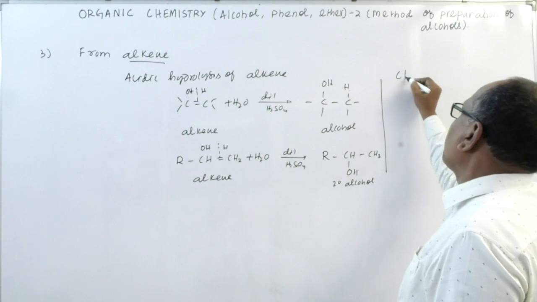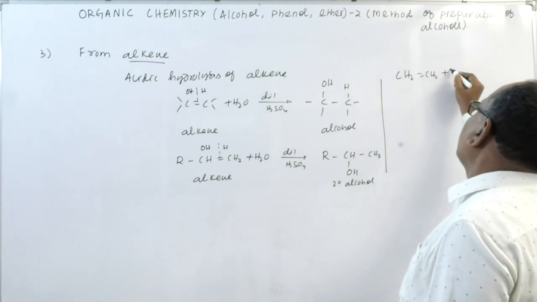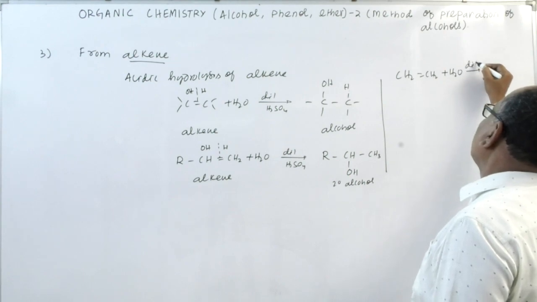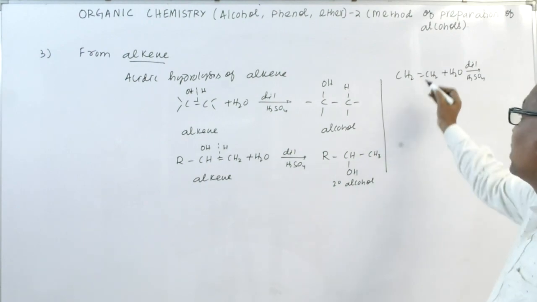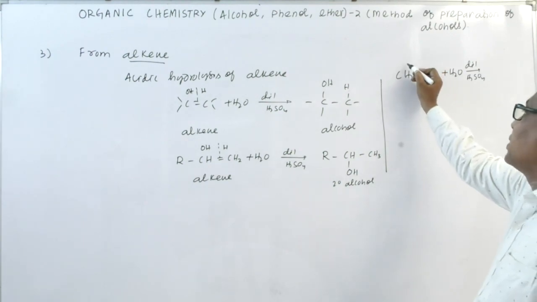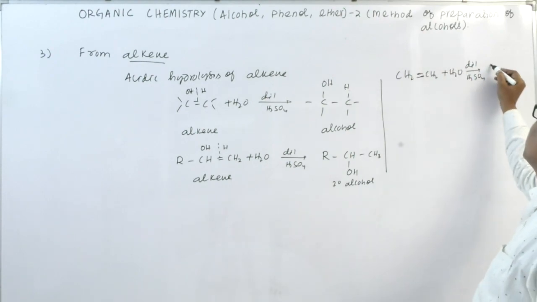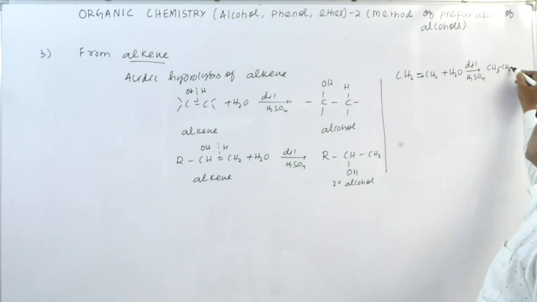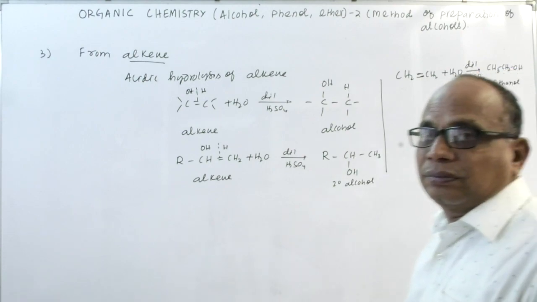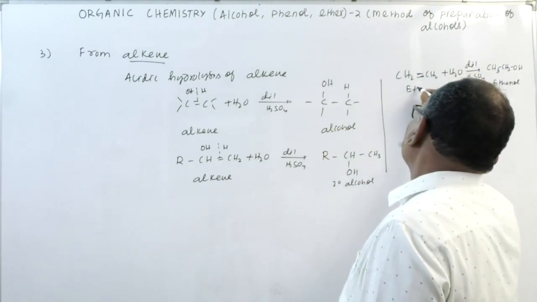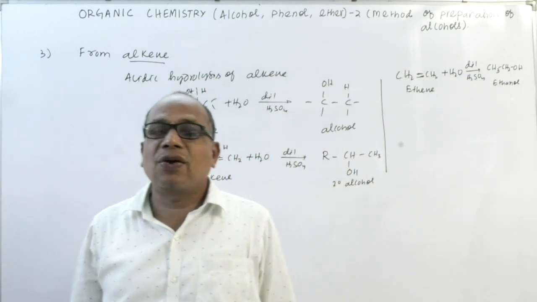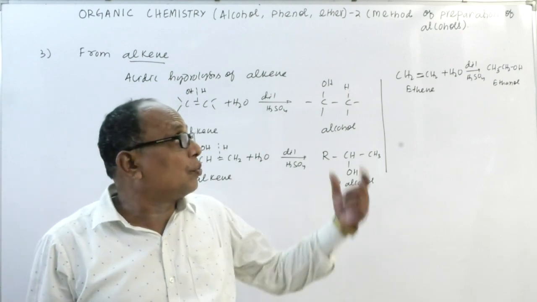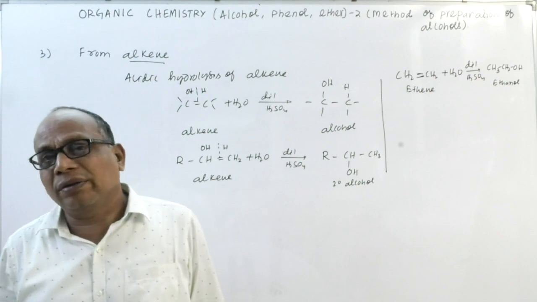Suppose I take ethene treated with water in presence of dilute sulfuric acid, what product does it give? The pi bond is broken here, H and OH are added, so it gives CH3, CH2, OH, which is ethanol. So ethene undergoes hydrolysis, or addition with water in acidic medium, to give ethanol, the corresponding alcohol.